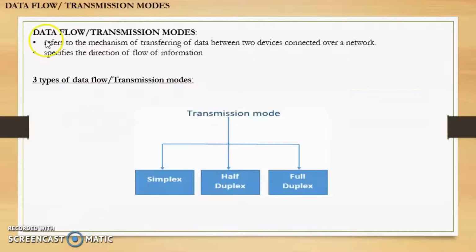modes. Now the data flow transmission mode refers to the mechanism of transferring data between two devices, which means that it refers to the way of exchanging the data between two connected devices. The data flow will also tell us the direction in which the information flows. So there are three types of transmission modes or three types of data flow, that is simplex, half duplex and full duplex. We will study each of these in detail.